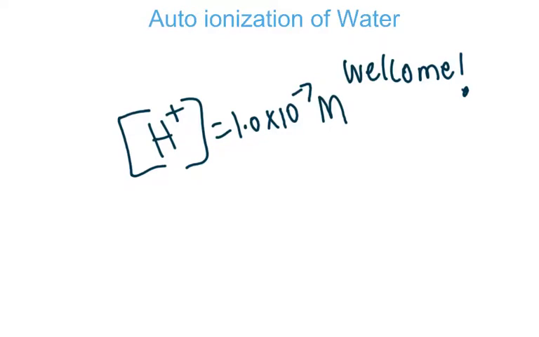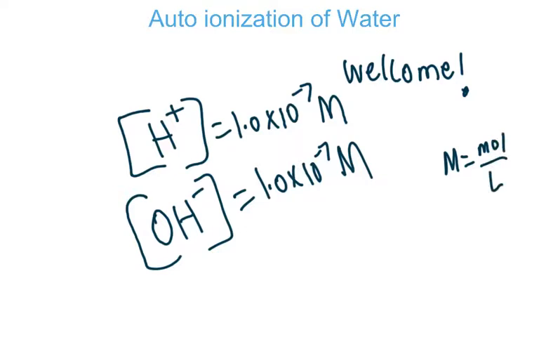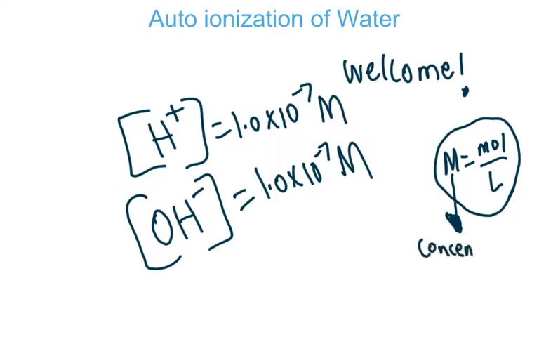And they said that the concentration of OH minus in the water at 25 degrees Celsius is also equal to 1.0 times 10 to the negative 7th molarity. And again, guys, molarity is equal to moles over liters, and that represents concentration. So I'm going to write that down. So the concentration is molarity.